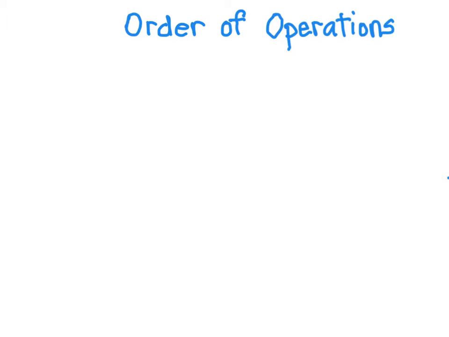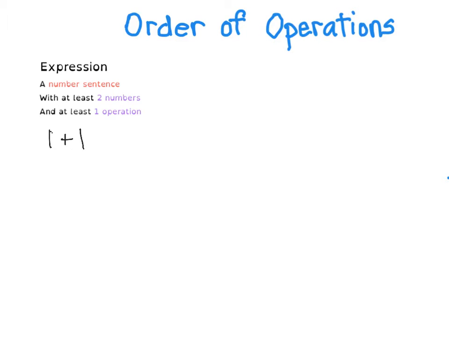Today we are talking about order of operations. First, let's look at a couple of vocabulary terms that will help us understand this topic. An expression is a number sentence with at least two numbers and one operation. So 1 times 1, 4 times 5, or you can have more than two numbers.